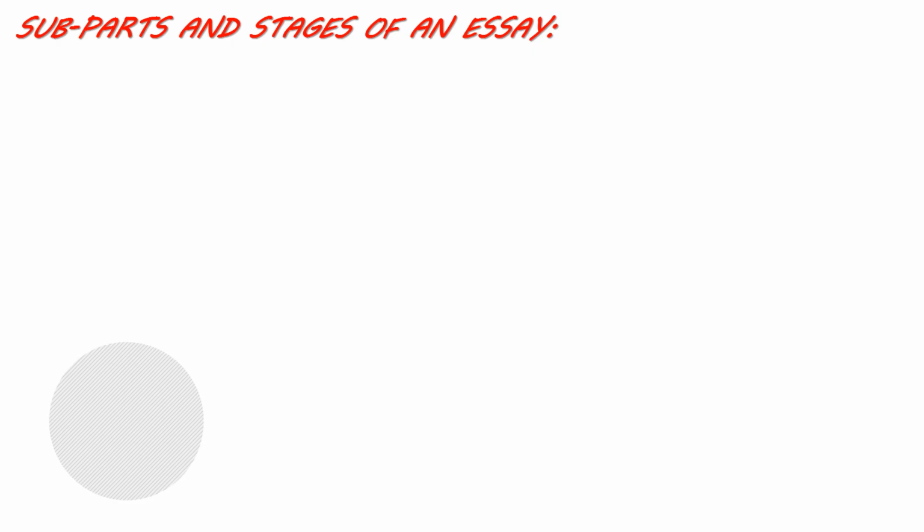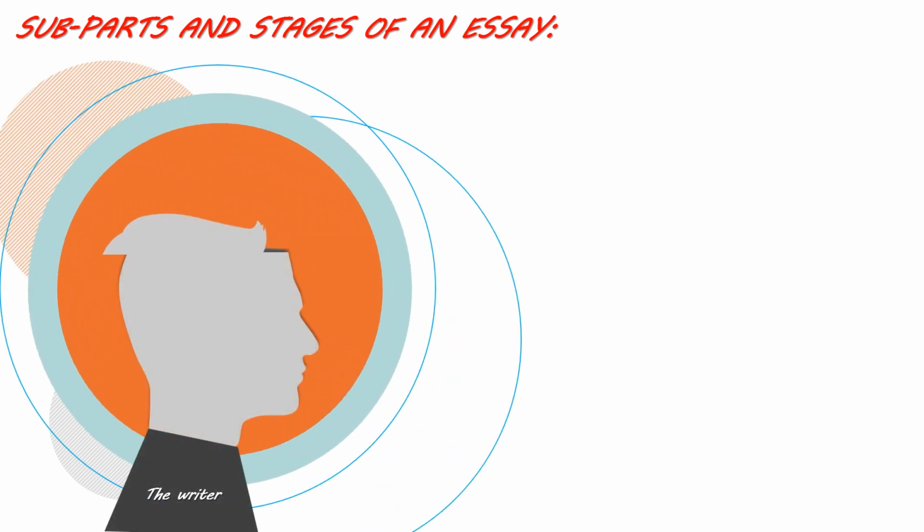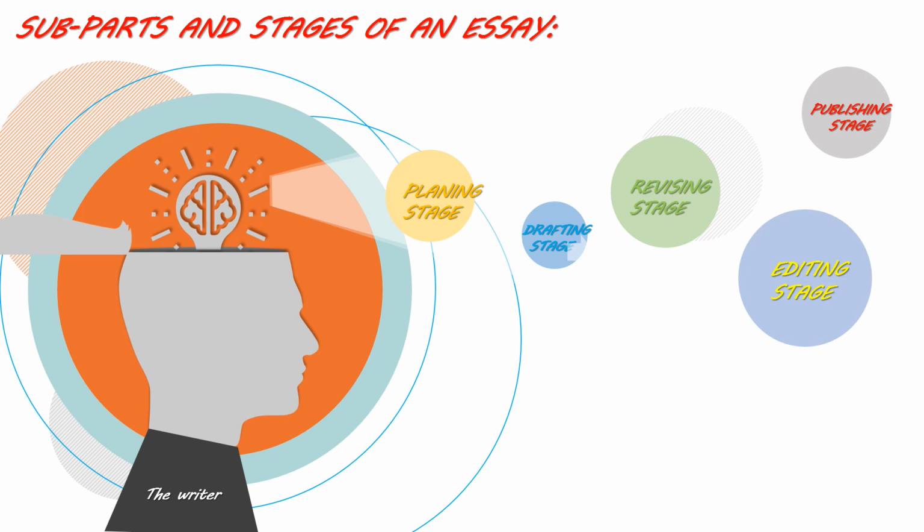And now let's see the subparts and stages of an essay. As you are seeing here, the writer starts first with the planning stage, or what is also called the pre-writing stage. During this planning phase, the writer will be able to organize his ideas into different sections and start inserting some details and some references into paragraphs.